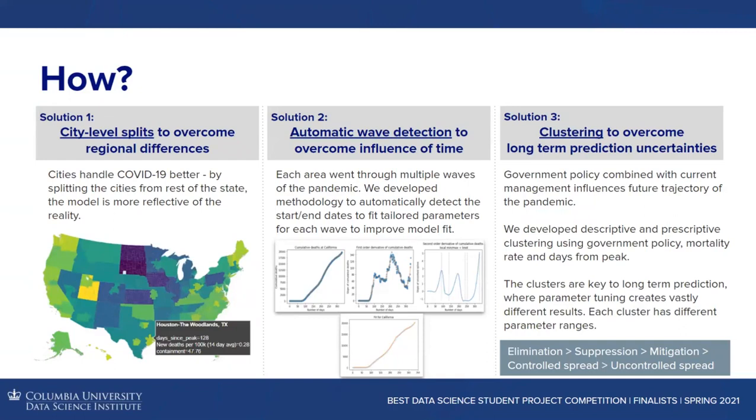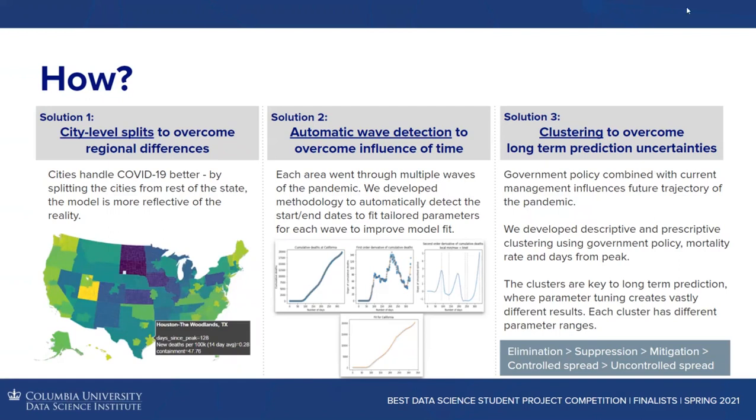Second is automated wave detection to overcome the influence of time. Each area went through multiple waves of the pandemic. Our method automatically detects the start and end dates of a particular pandemic wave so that we can find tailored parameters that optimize each wave of the model.